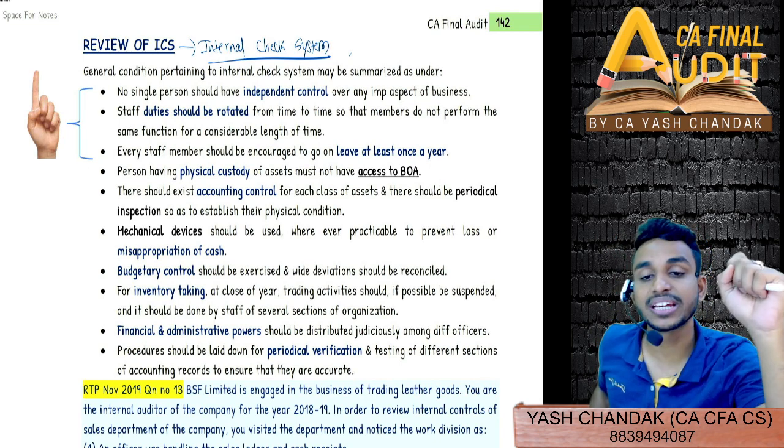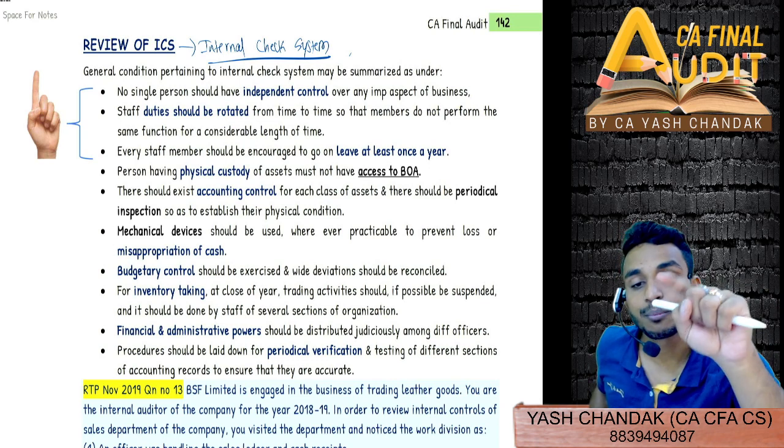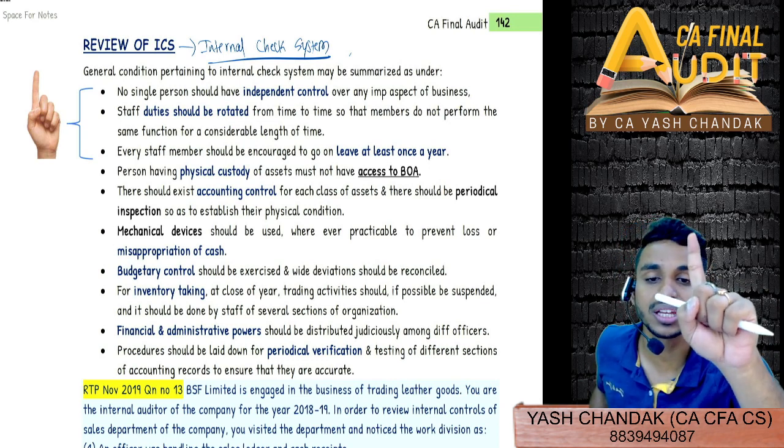And then employees should be encouraged to go on leave at least once in a year.